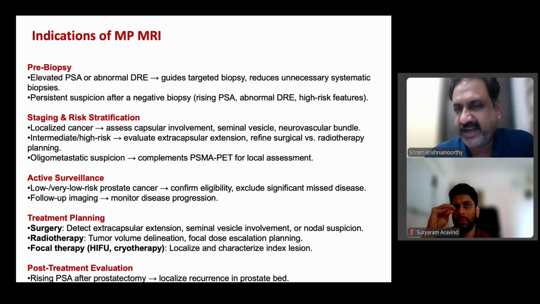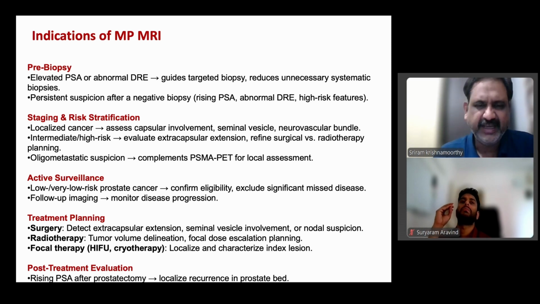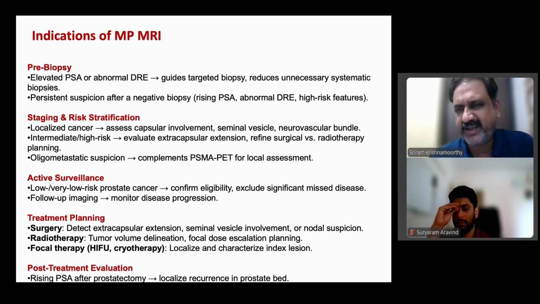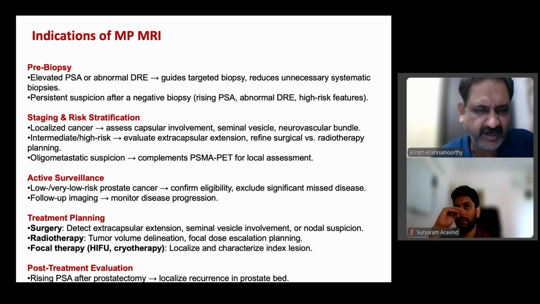Those patients on active surveillance, PI-RADS score of 1 and 2, you want to put them on active surveillance, in which case you can do serial MPMRIs to see whether they are progressing to PI-RADS 3 or 4 or 5, and plan accordingly. That also you can do. For treatment planning also, read about it.